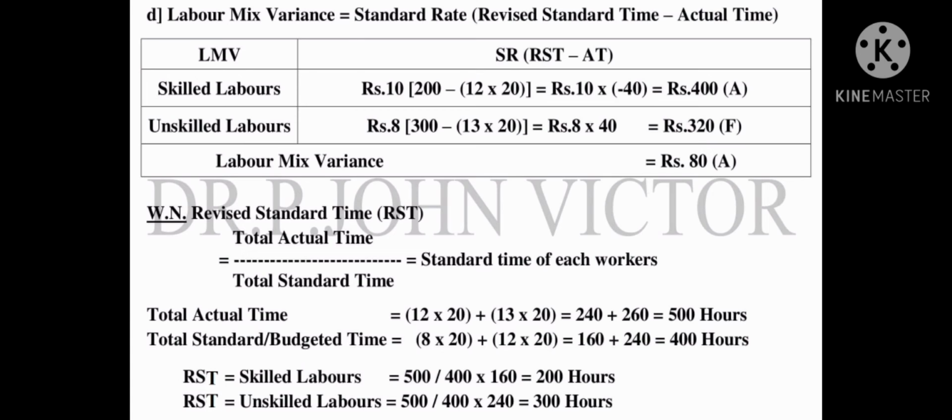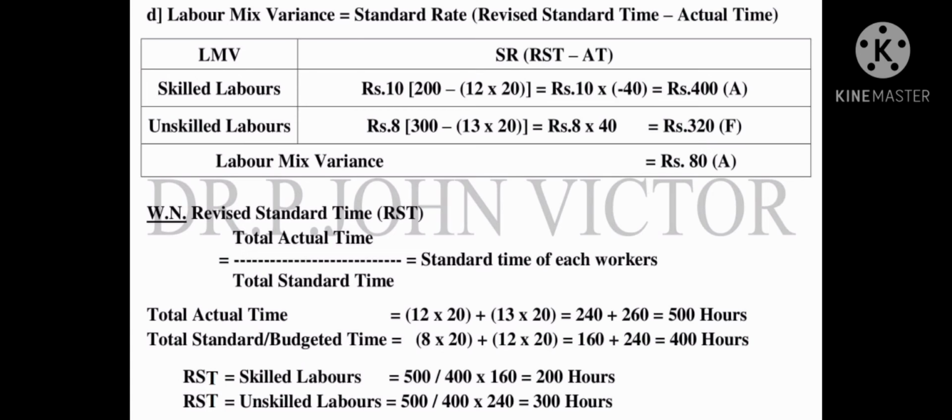You see this another one, labor mix variance. It is entirely different from the previous three formulae, but at the same time already in the material variance, this formula you have applied, but the terms are different. Okay, let's see the formula. Labor mix variance, the formula is standard rate into revised standard time minus actual time. Okay, once again, standard rate into revised standard time minus actual time.